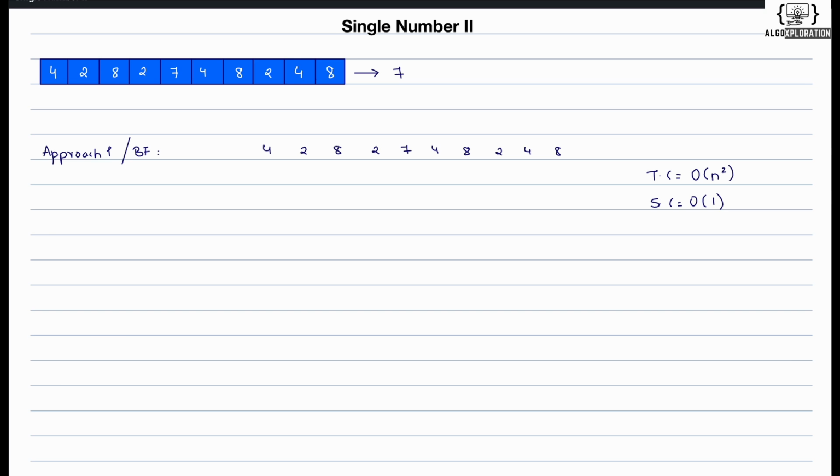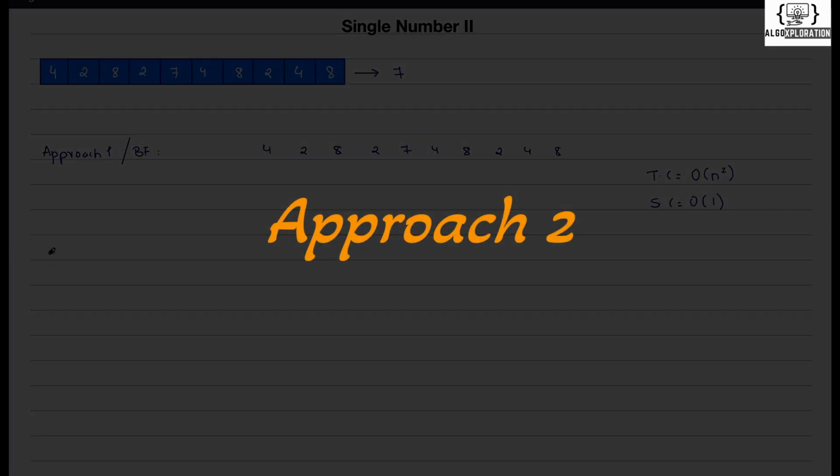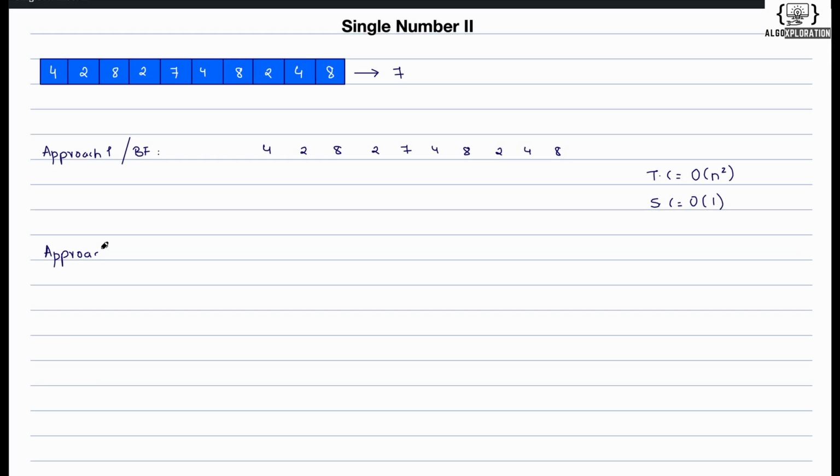Now the interviewer will not be happy with order of n square, right? So we have to optimize it. Approach 2. Here we can take the help of a hash map, and we can store the frequency of each and every element. Either you can use a frequency array or a hash map.